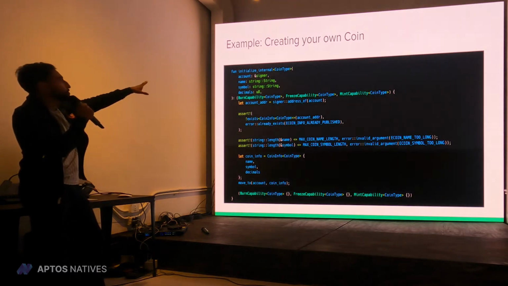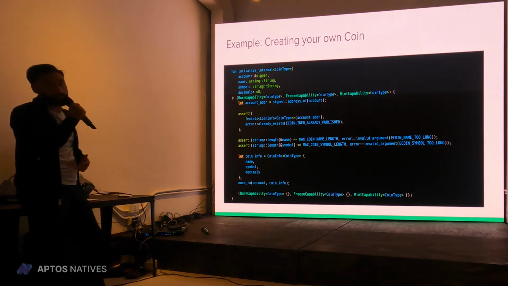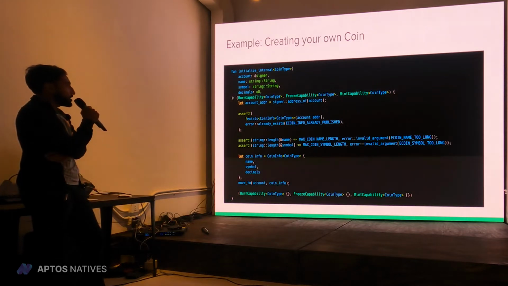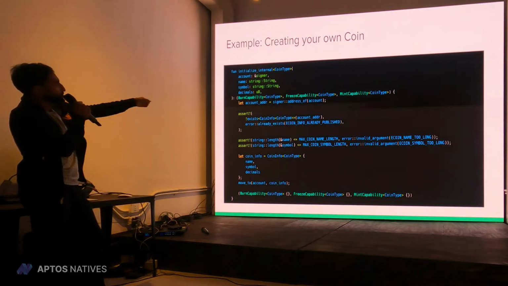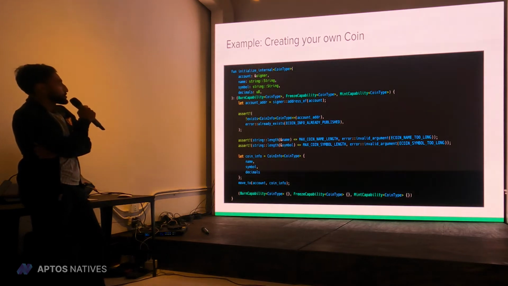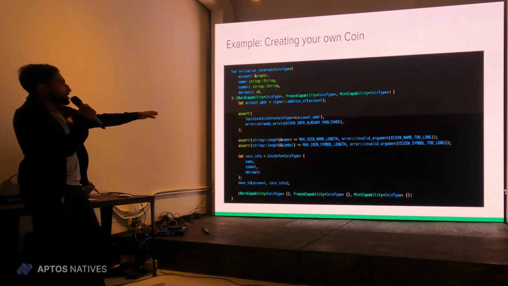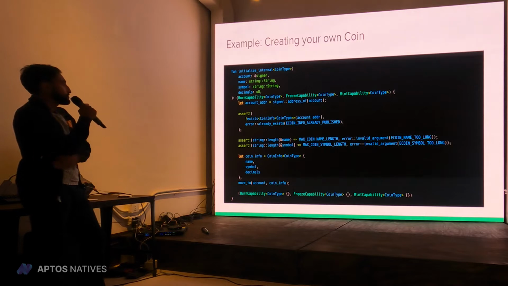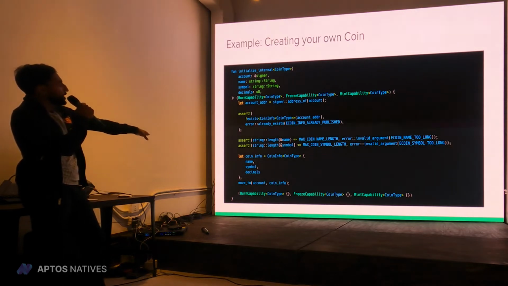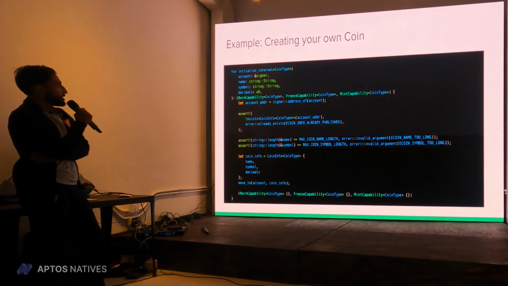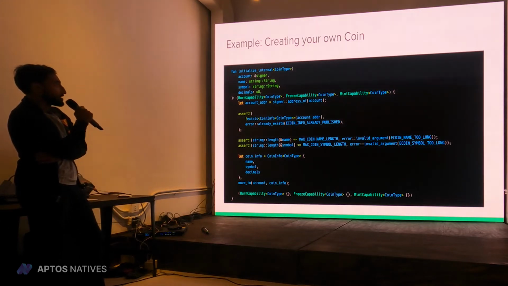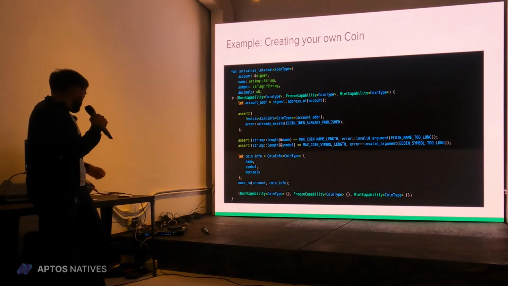Now account is going to be you, because you've signed this transaction. If you're the one that wants to create your own coin, then it's going to extract your address. It's going to check if you've already performed this operation. For example, on the bottom line, we move to our account this coin info, and if that resource already exists, then this assertion statement is going to fail.